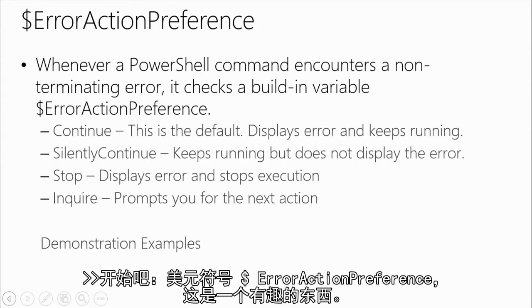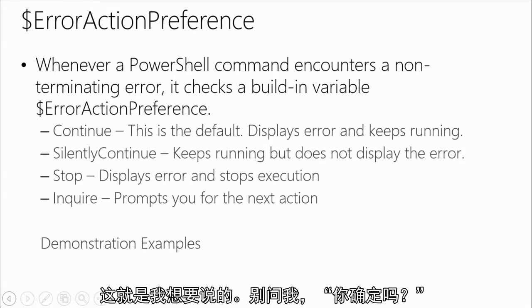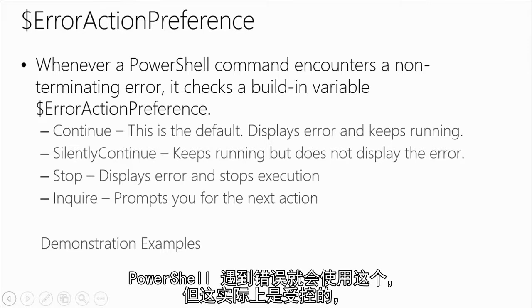So here's the deal: $ErrorActionPreference. This is one of the interesting things. It kind of freaks people out in PowerShell at first that when they run something, it just does it. To me, that's what I want. Don't ask me, are you sure? I was sure when I typed it in. Just do it. And PowerShell does that. But that's actually controlled.